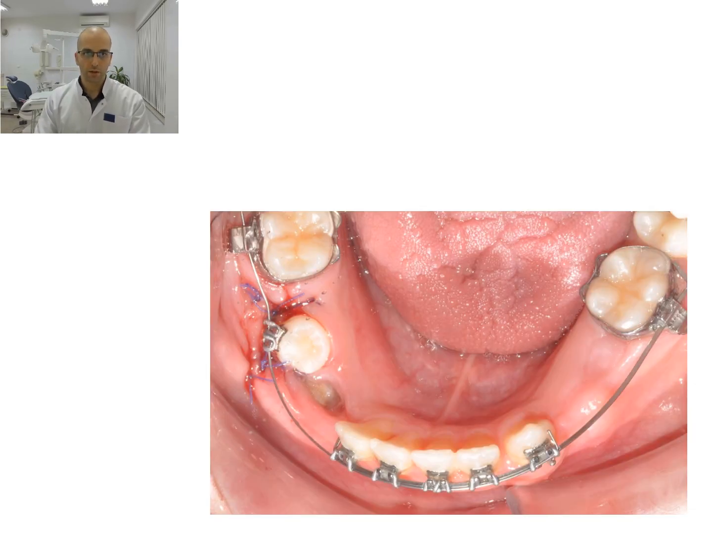The lower right second premolar was surgically exposed and a bracket was bonded. I wanted to upright and distalize it in order to create space for the impacted first premolar and canine.